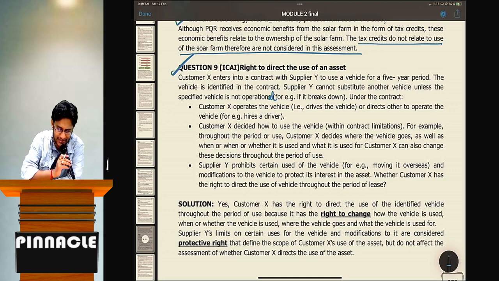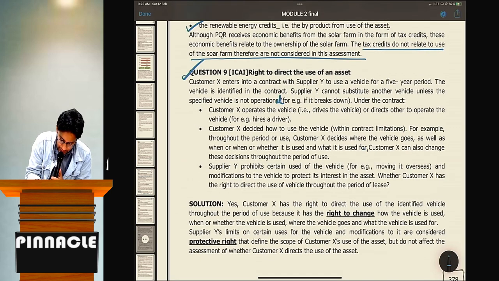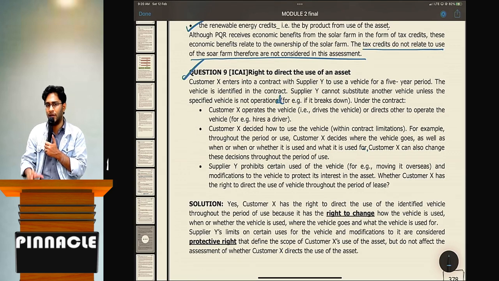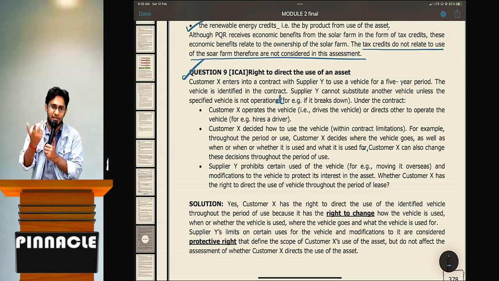Three cases are there, sir. Customer X operates the vehicle. That means he drives it himself, or directs other people to operate the vehicle. Sir, is it as good as having a right to decide? Right. Next, customer X decides how to use the vehicle, of course within the contract limitations. For example, throughout the period of usage, customer X decides where the vehicle goes, as well as when or whether it is used, and what purpose it is used for. Customer X can also change these decisions throughout the period of usage. The second point is giving you more clarity that customer X has full decision making right: when to use, how to use, whether it should be used or not, all these decisions he has. In fact, he has the power to even change these decisions also.